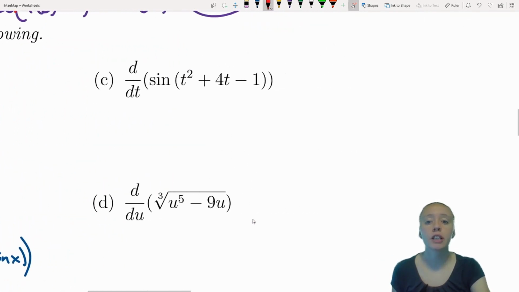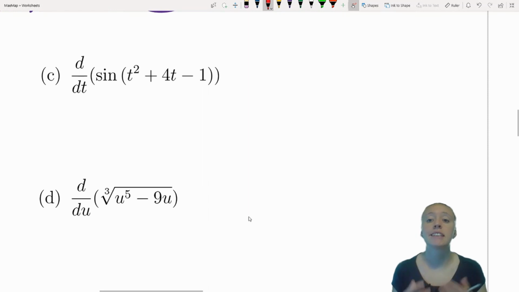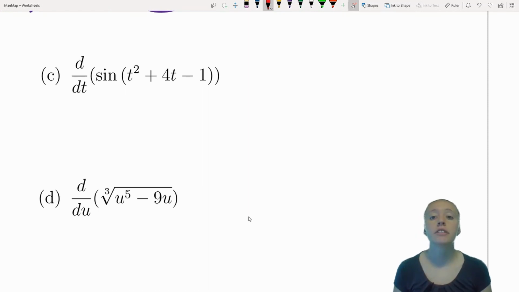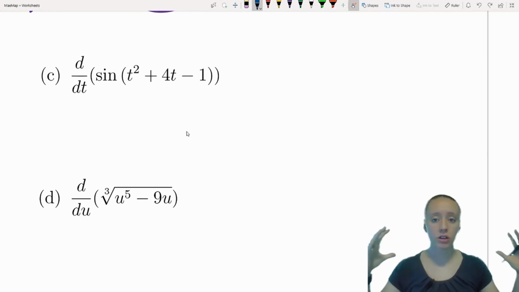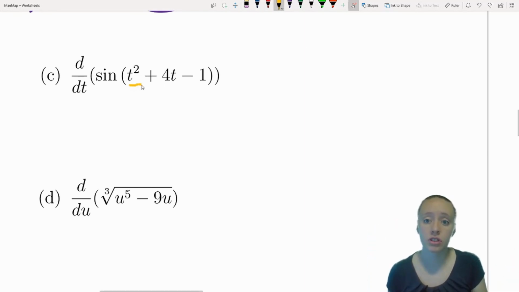In part C, we're going to be taking the derivative with respect to t. So we have the sine of t squared plus 4t minus 1. Again, the most important part about this chain rule is figuring out what our outermost functions are and what our innermost functions are, so figuring out the ordering of those functions. My outermost function, you can see, is the sine. So I have the sine of my innermost function.